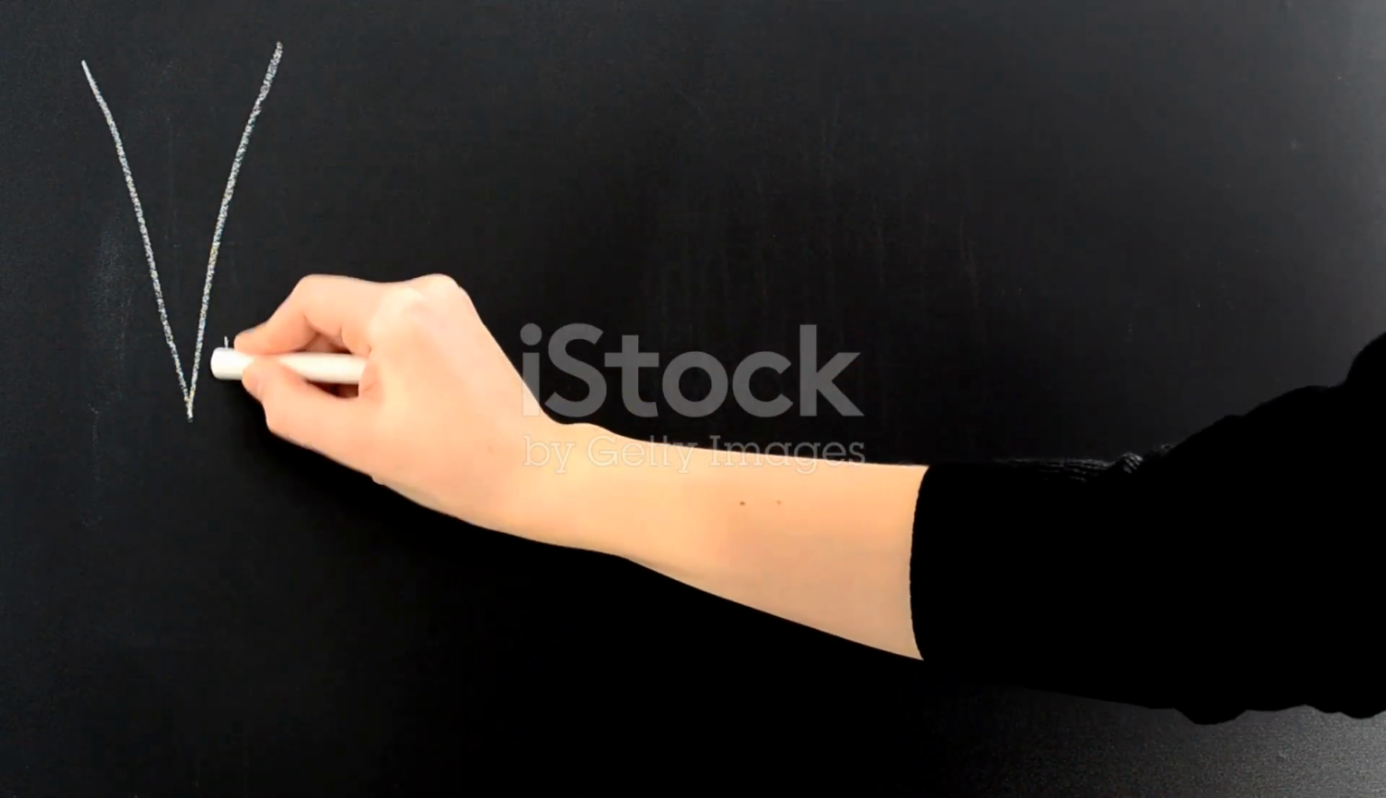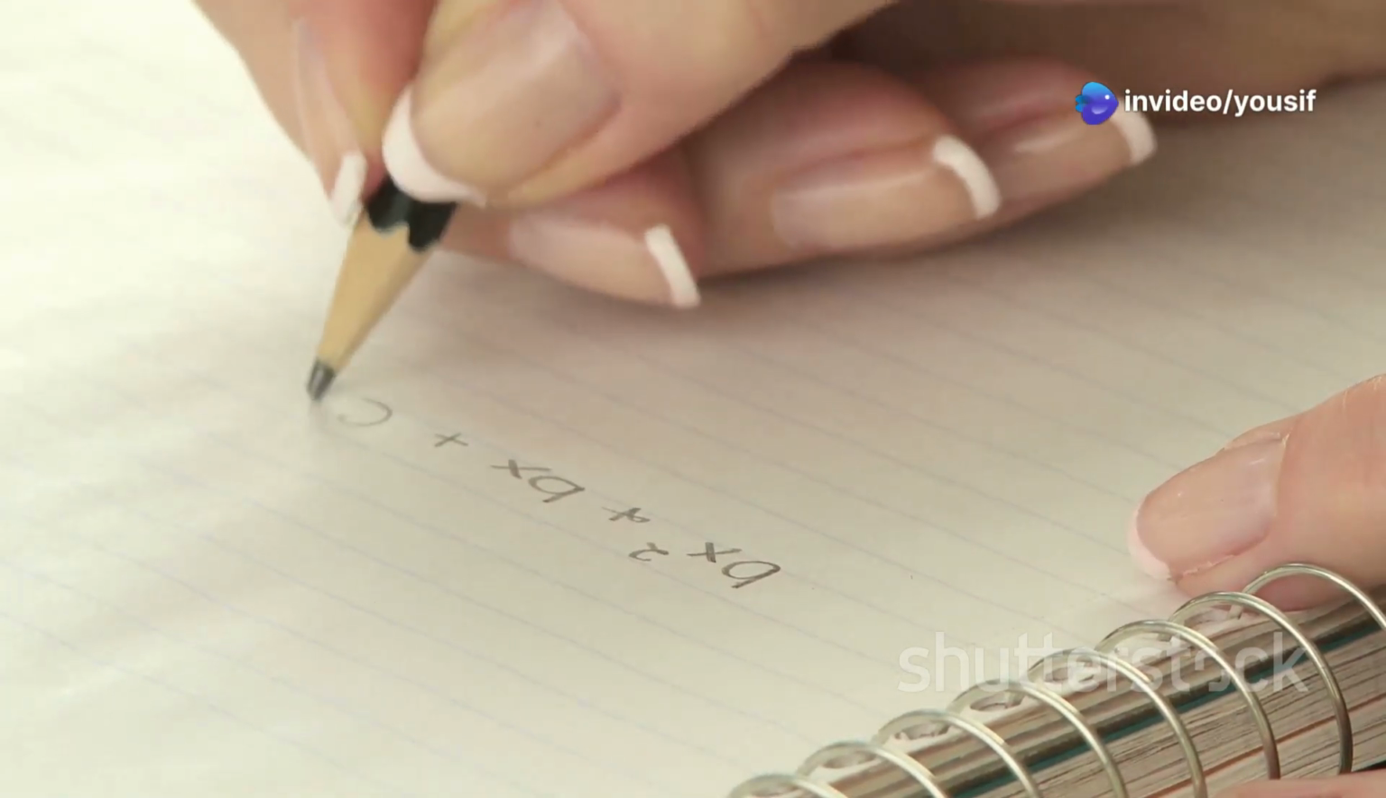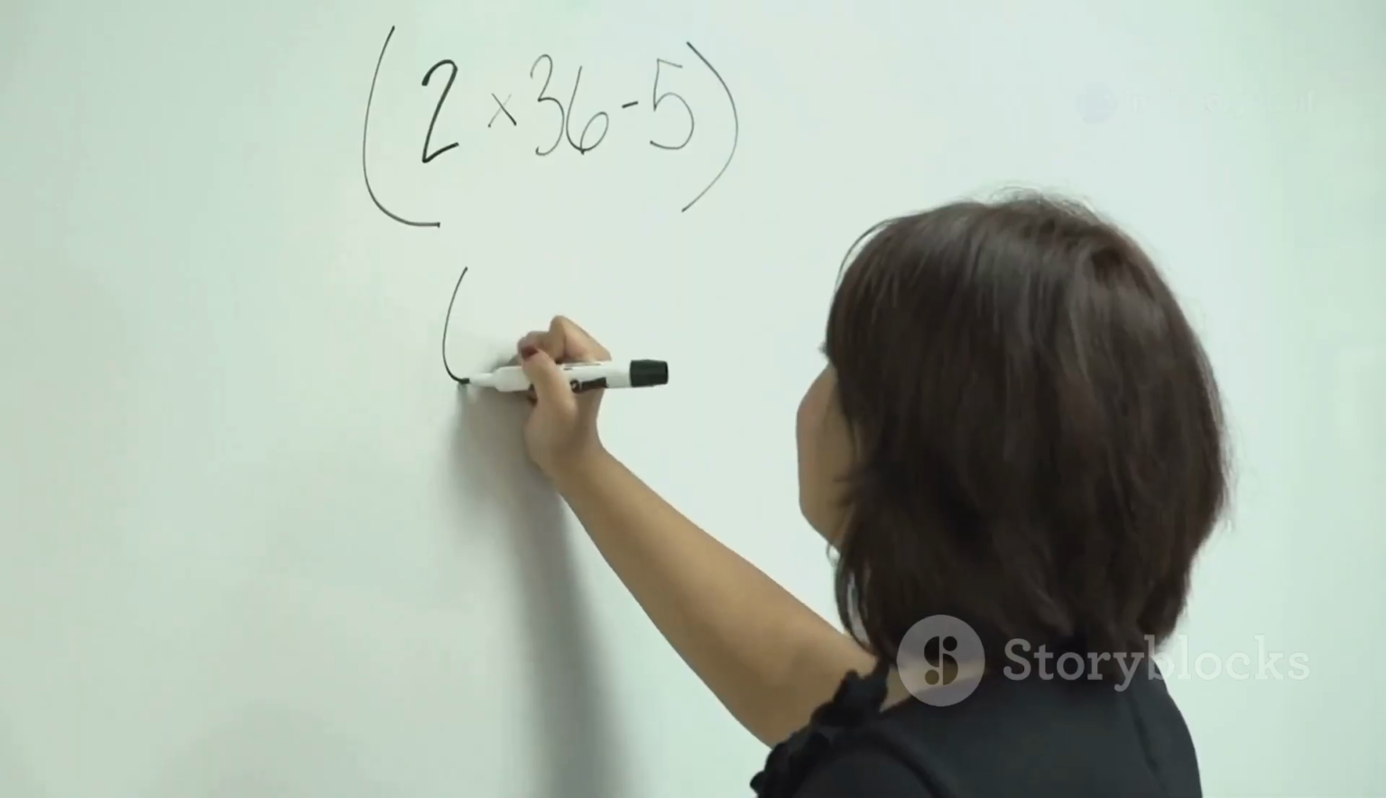Calculating the magic step by step. Let's say we want to find 5 squared. It's as simple as multiplying the number by itself. 5 times 5. What does 5 times 5 equal? It equals 25. So 5 squared is 25.